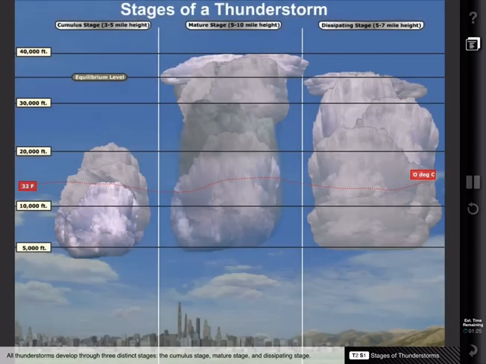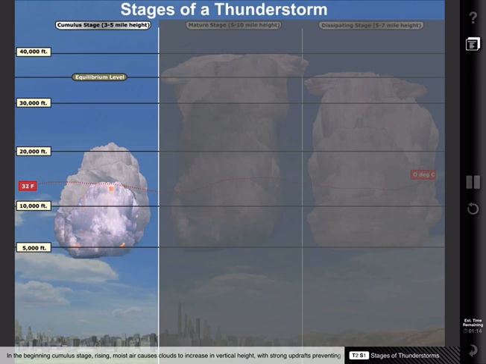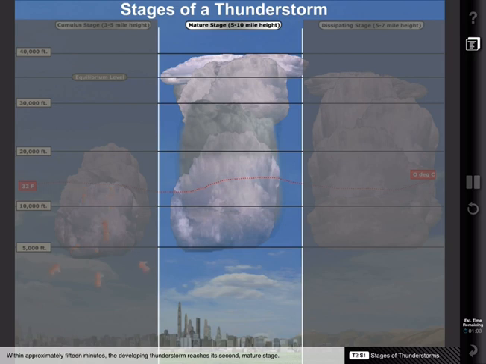All thunderstorms develop through three distinct stages: the cumulus stage, mature stage, and dissipating stage. In the beginning cumulus stage, rising moist air causes clouds to increase in vertical height, with strong updrafts preventing moisture from falling. Within approximately 15 minutes, the developing thunderstorm reaches its second mature stage.